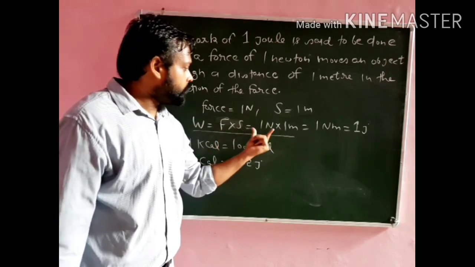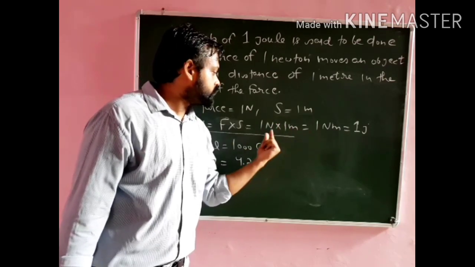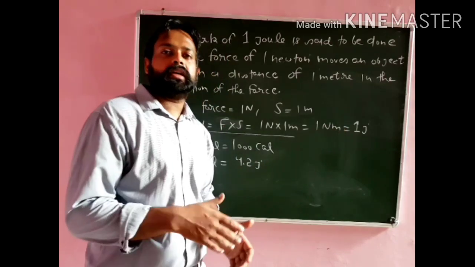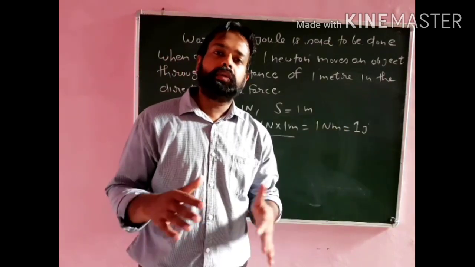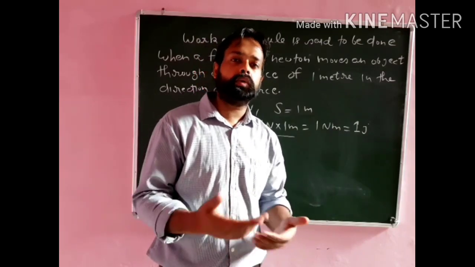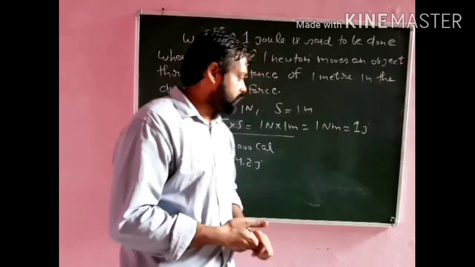Work is force times displacement. So force is 1 Newton and displacement is 1 meter. 1 into 1 is 1. So it will become 1 Newton meter. You can also write it as joule. So basically you now understand that work done and energy are the same thing, and that is why their units are also the same. Both are forms of energy, so their unit is joule.